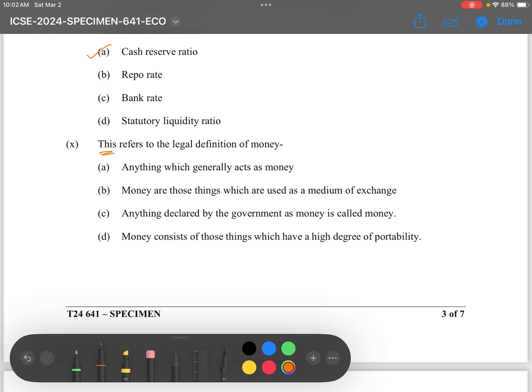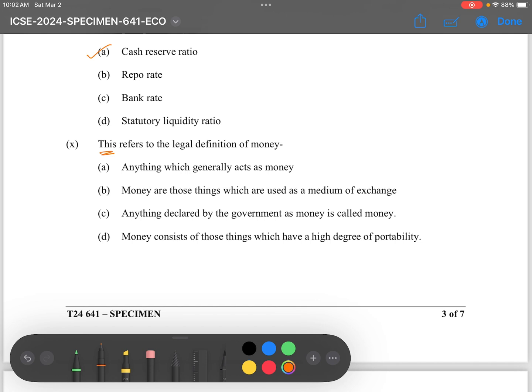Next question is this 10th question. This refers to the legal definition of money. Now you will learn Crowther's definition of money, legal definition of money. Basically, legal definition of money says money is what the law says money is. So that is your legal definition. Whatever the law of the country says that this is money, that is considered as legal definition of money.